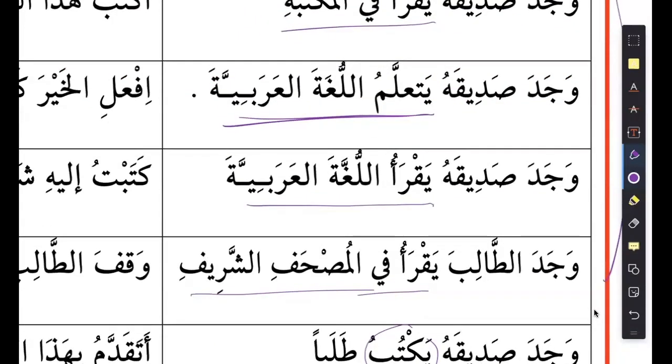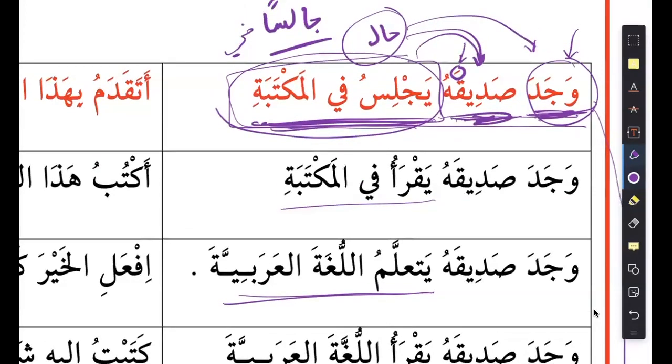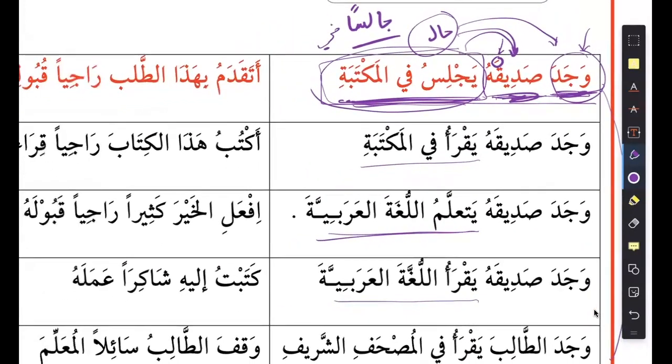I think it's describing the state when the verb happened. Okay? When he found, what state did you find? You find jalisan, qa'iman, dahikan. You can say wajada sadiqahu dahikan. He found his friend laughing. Or you can also convert it into a verb. Wajada sadiqahu yadhaku. See, dahikan, yadhaku. So it's a little bit tricky. If it's too much, that's fine.